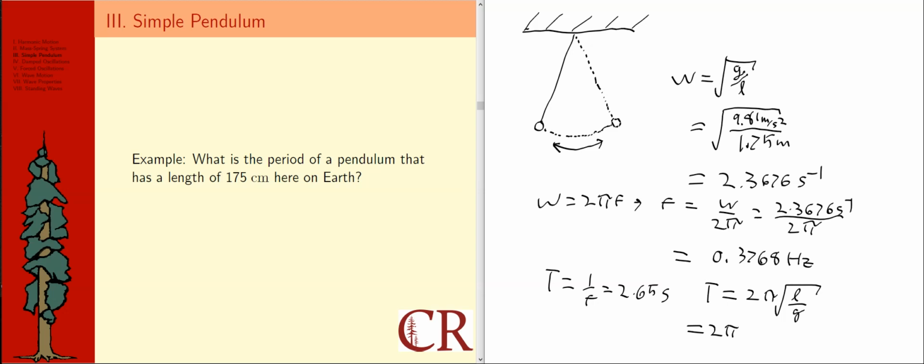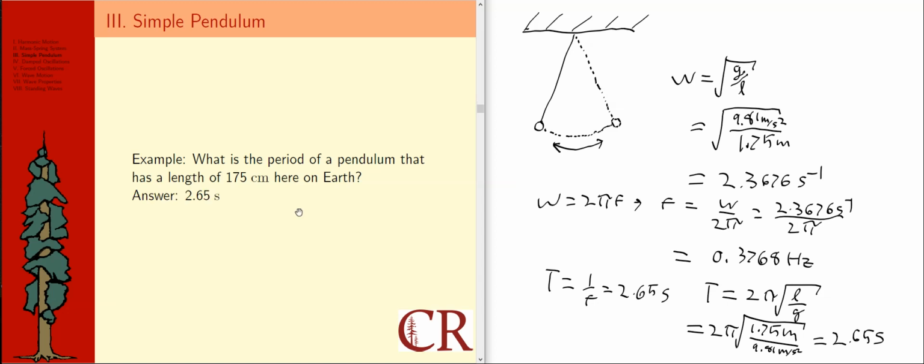You absolutely can, and we can check right now. If you put in appropriate values, so I'd put in 1.75 meters for the length divided by 9.81 meters per second squared, and then calculate that, it should also turn out, and it looks like it does turn out to be 2.65 seconds, which we can check with the answer in the slide, and it looks like that number is correct.